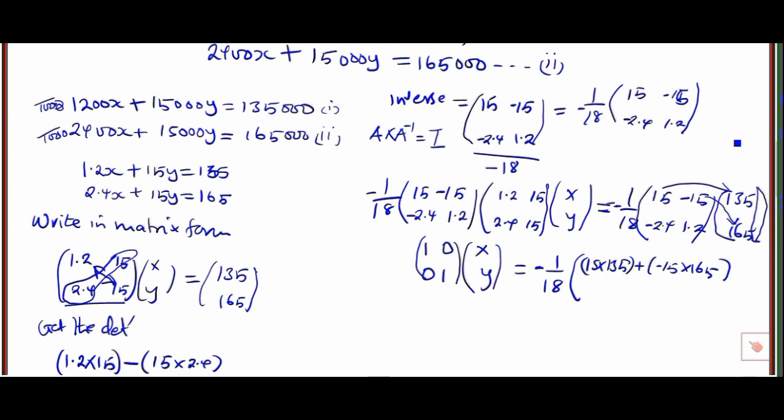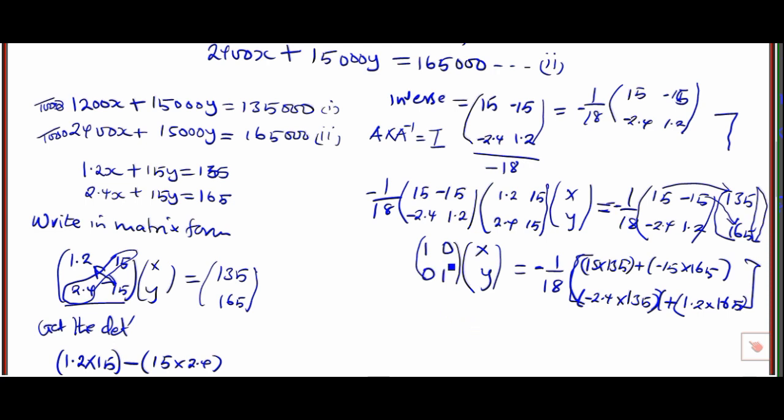You remember the order of multiplication. Then you proceed with negative 2.4 times 135 plus 1.2 times 165. If you simplify that one, you will get the answers on your right hand side.